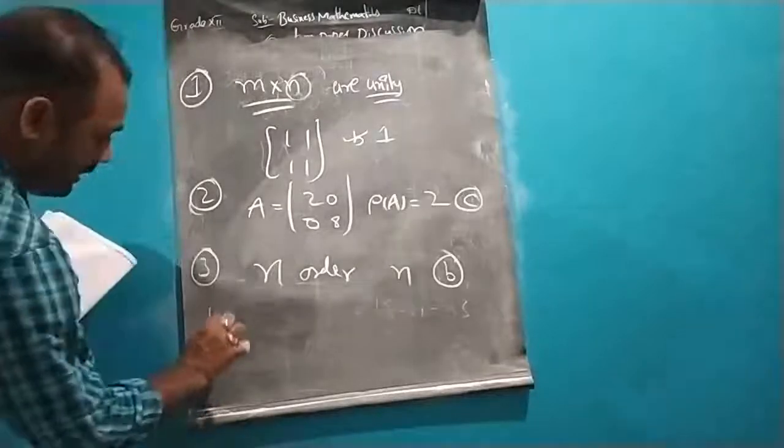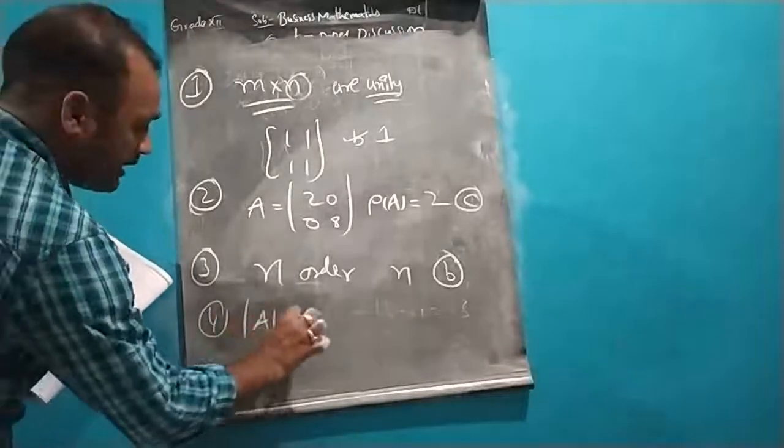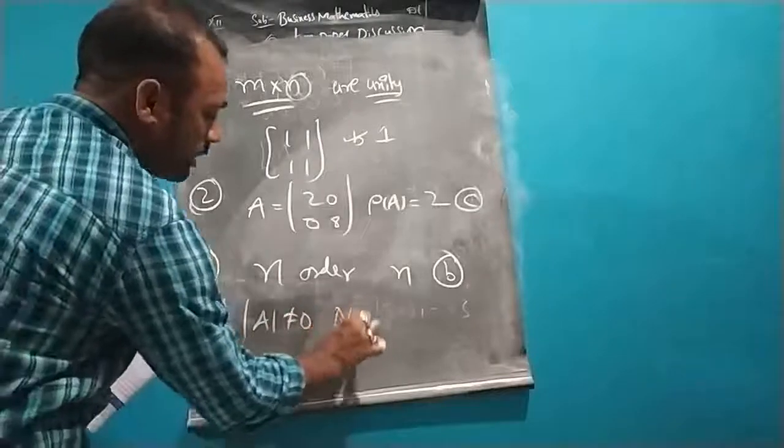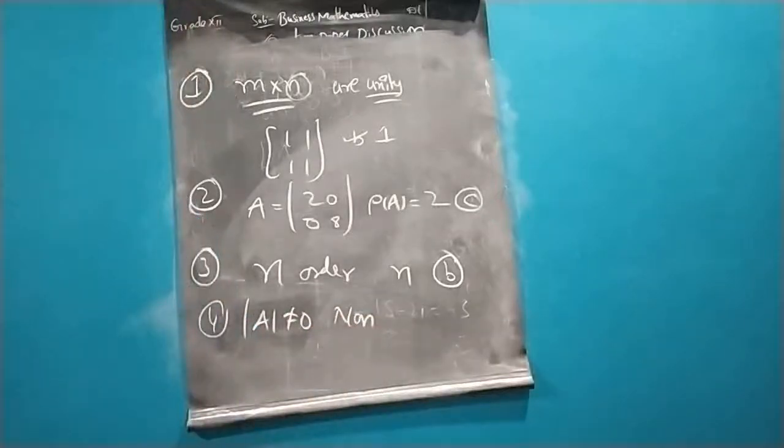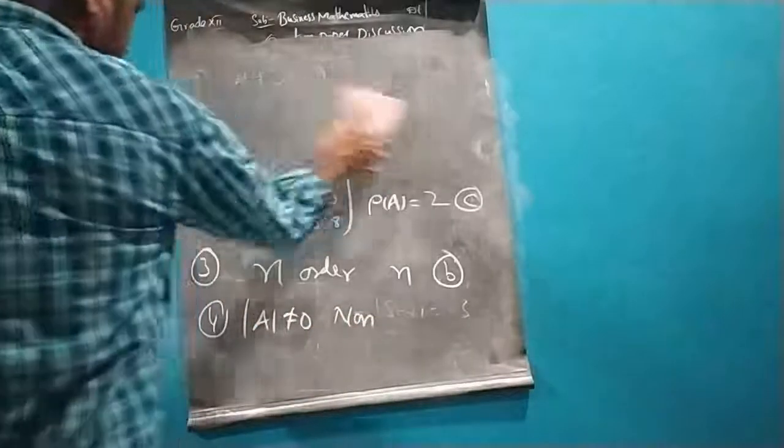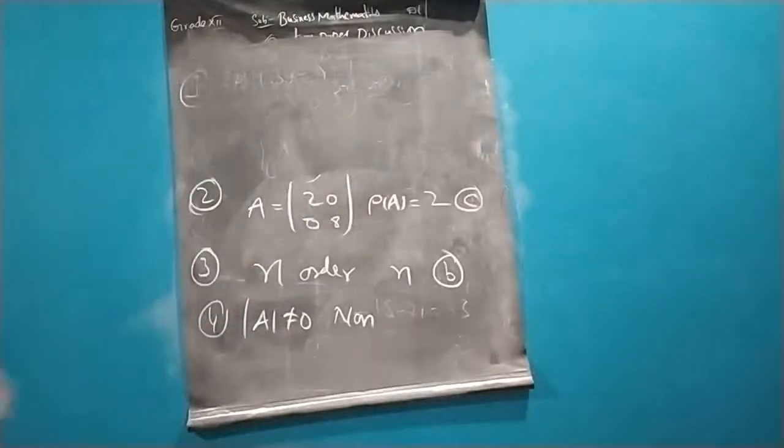So if the determinant is not equal to 0, if mod A is not equal to 0, then we will call it a non-singular matrix. So option A is correct.